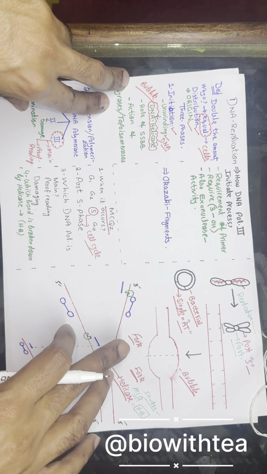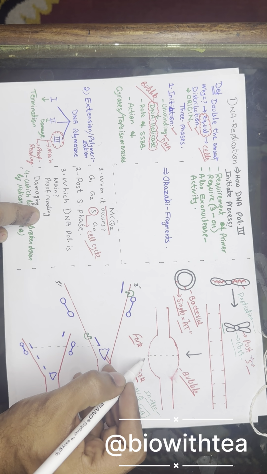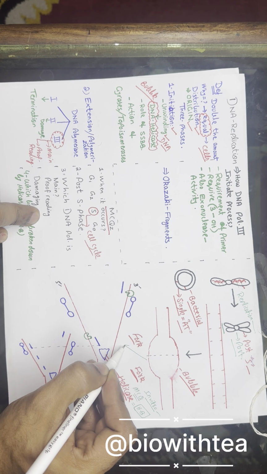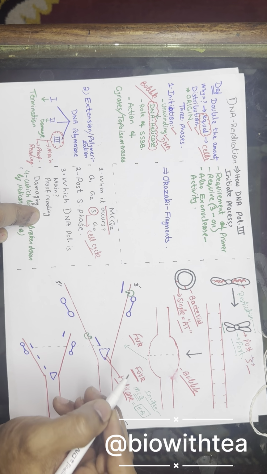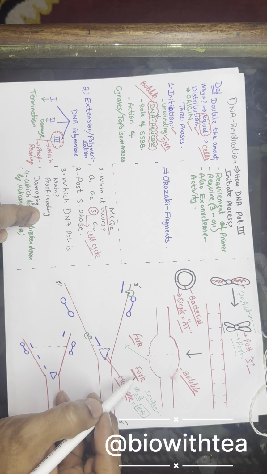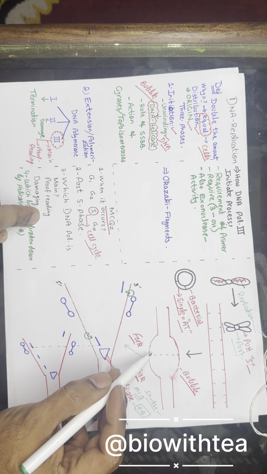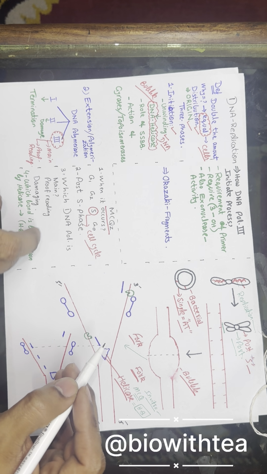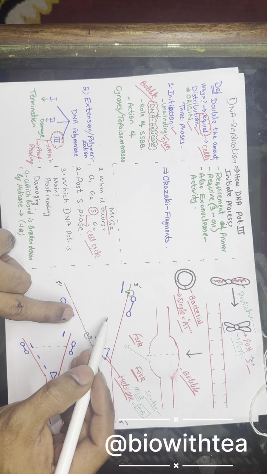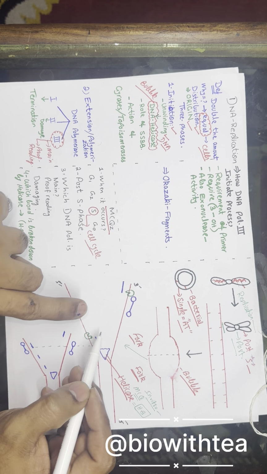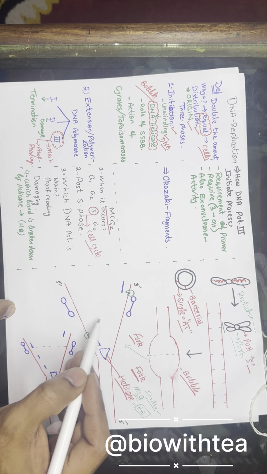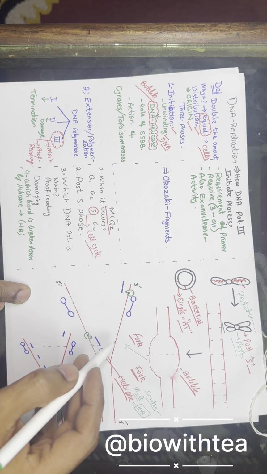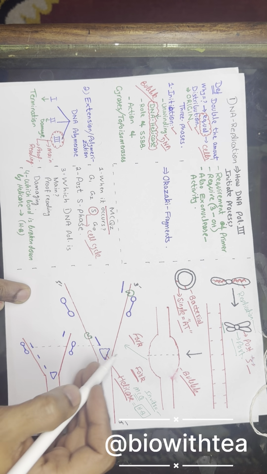Once the strands have become separated, now look here. We are just showing one side of the bubble, meaning we are talking about a single replication fork, not both. In each replication fork, when two strands become separated, it will look like this. This whole structure is called a replication fork.